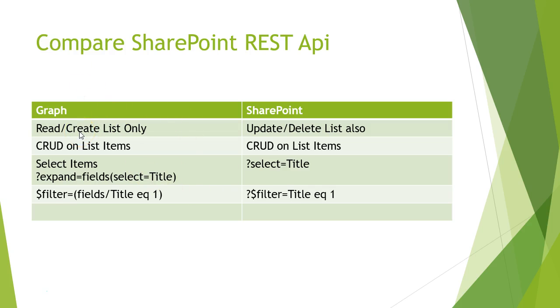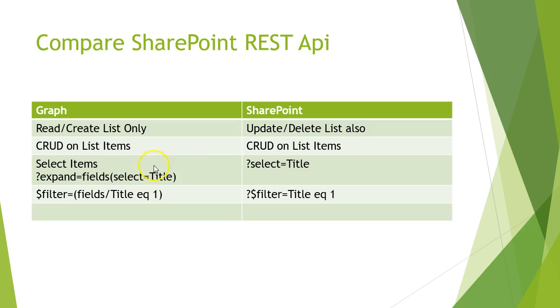So what are some of the comparisons? We can actually create and read a list only. We cannot update or delete a list as we do in the SharePoint REST URL. And regarding the list items, we can do a lot of CRUD operations on list items. We can also see the list of versions for the list items using the versions keyword in Graph. SharePoint REST has very powerful operations for list items, but most of the common operations like create, read, update, delete can be done in Microsoft Graph.